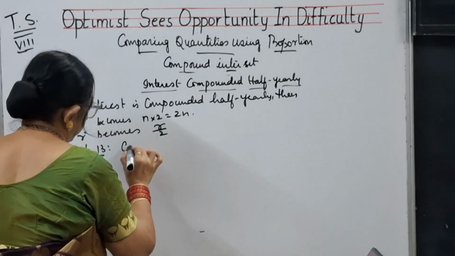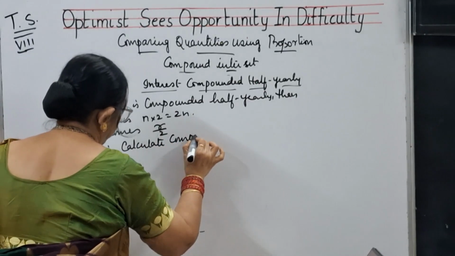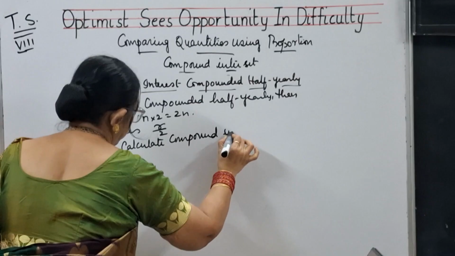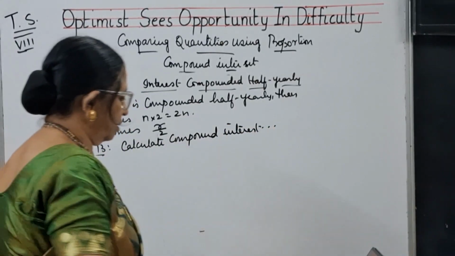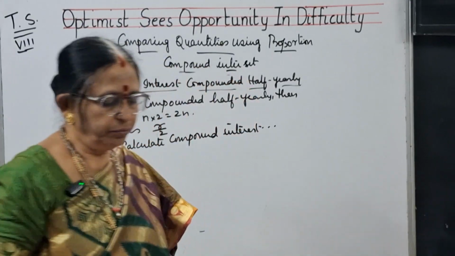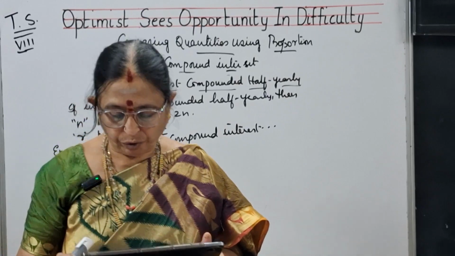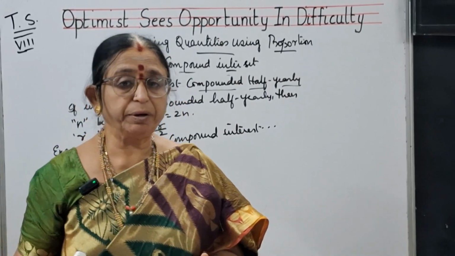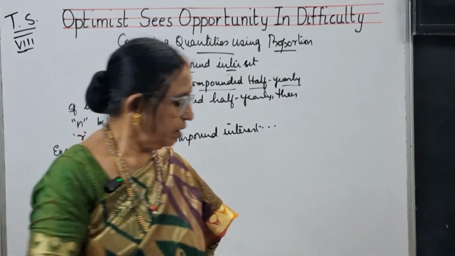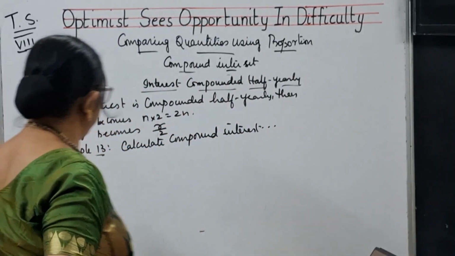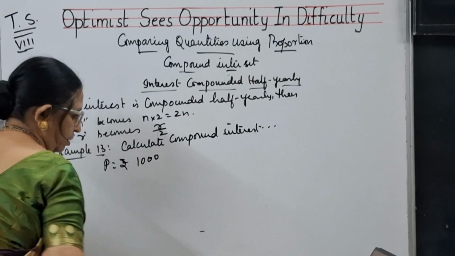Calculate compound interest. Let me read the sum. Calculate compound interest on rupees 1000 over a period of 1 year at 10% per annum if the interest is compounded half yearly. So P is given as rupees 1000.